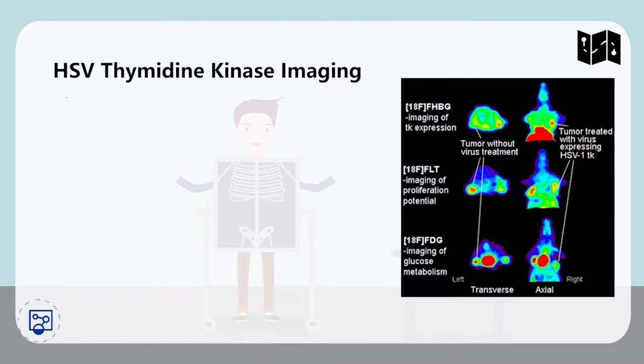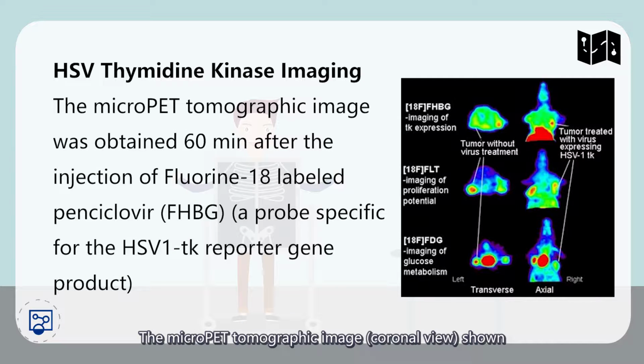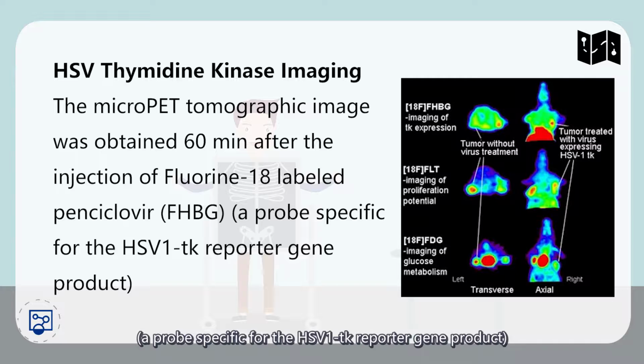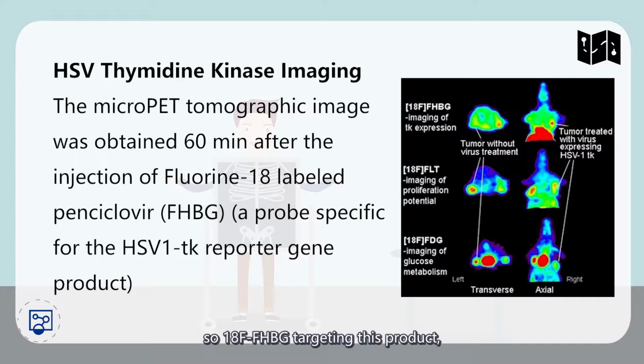HSV-TK imaging. The micro-PET tomographic imaging shown was obtained about 60 minutes after the injection of fluorine 18 labeled FHBG. This is a probe specific for the HSV1-TK reporter gene product. Tumor treated with this virus expresses HSV-TK protein, so F18 FHBG targeting this product showed the tumor clearly compared with tumor without virus treatment.